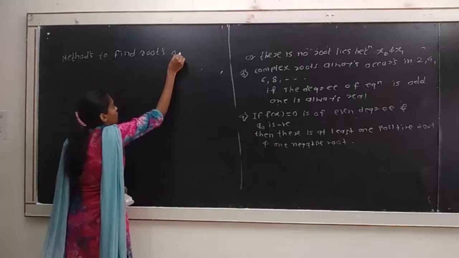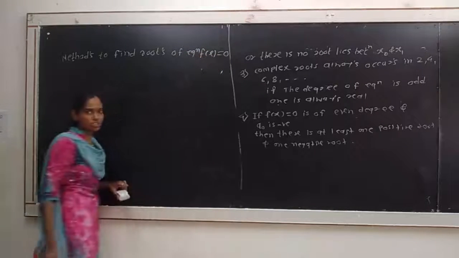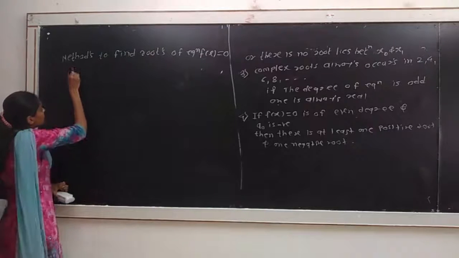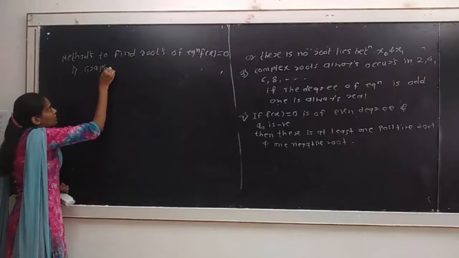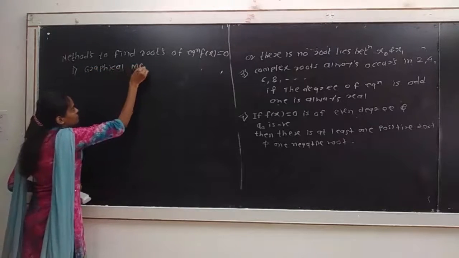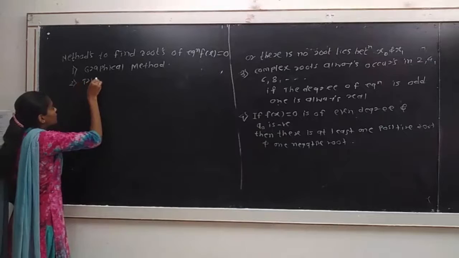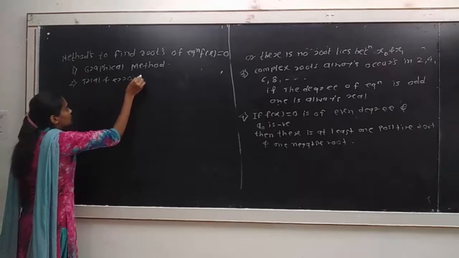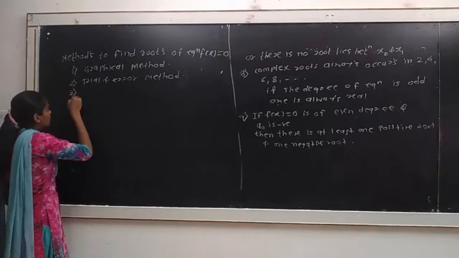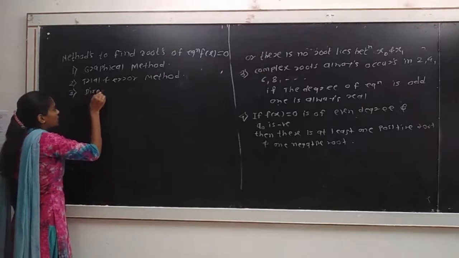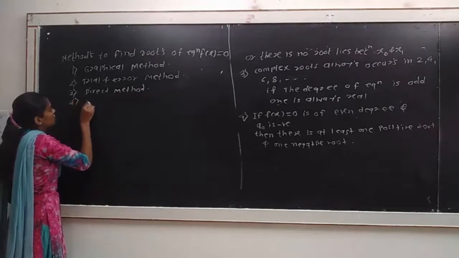Methods to find roots of the equation f of x is equal to 0. We know that the methods are: first, the graphical method; second, the trial and error method; third, the direct method; and fourth, the iterative method.